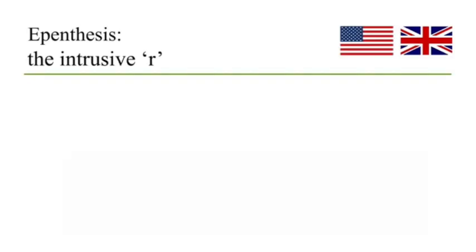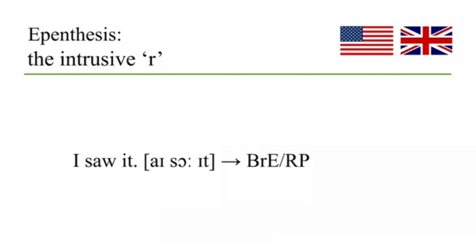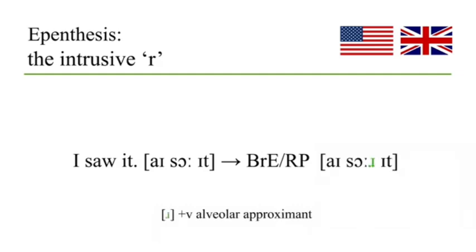I can give you another example of the intrusive R. So, "I saw it". You can predict this. "I saw it", right? So in RP or British English, you are very likely to hear "I saw-r-it". Again, an intrusive R. "I saw-r-it".